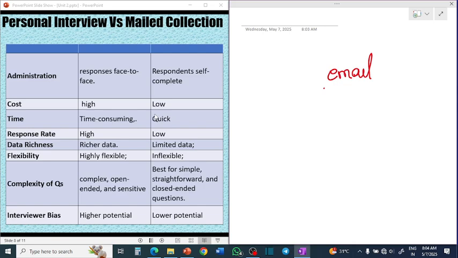Then we will come on to the time. The first one is time consuming, obviously, because you have to go to that particular person and collect the data. And the second one, mailed collection, is quick. Then the response rate, if we see, it is high and the second one is low.